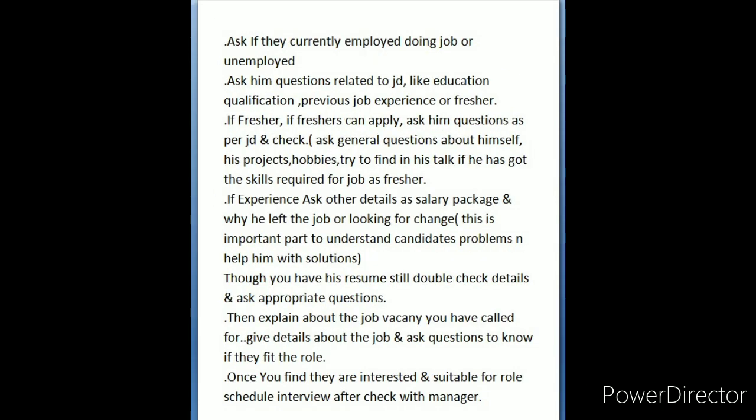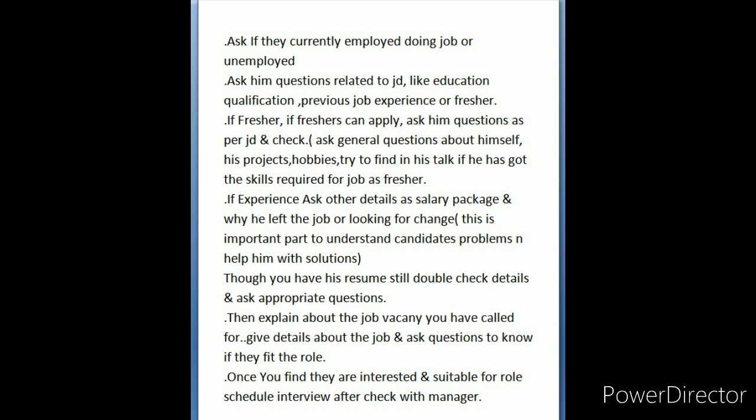If he says yes, ask him if he is presently doing a job, whether he's employed or unemployed. Then, depending on his reply, ask questions related to the JD, like his educational background, qualification, what he has studied, whether graduate or degree. Many candidates will say, I have completed a degree. But if you're calling for jobs like accountant, where you need to understand whether he's from a commerce background like BCom or BSc or BBA or BA, ask him which degree he has completed, BCom or BSc.